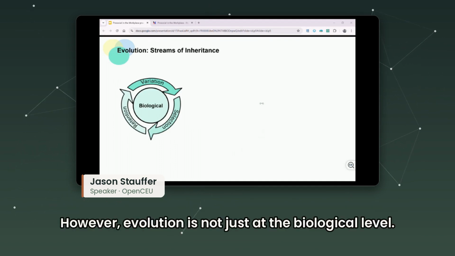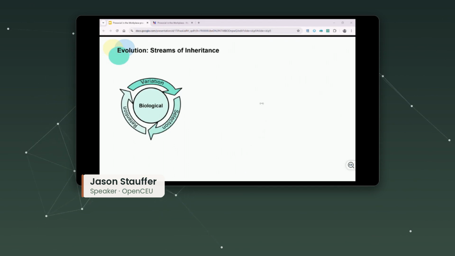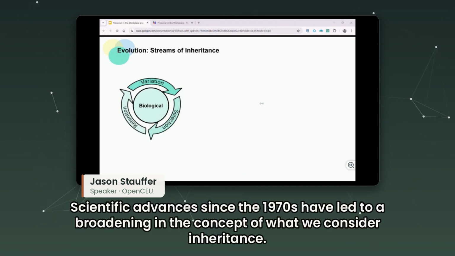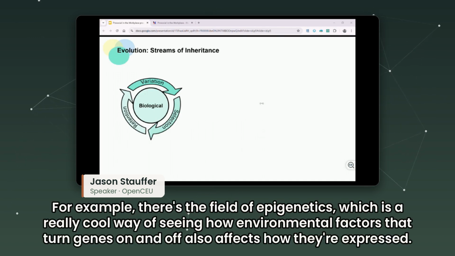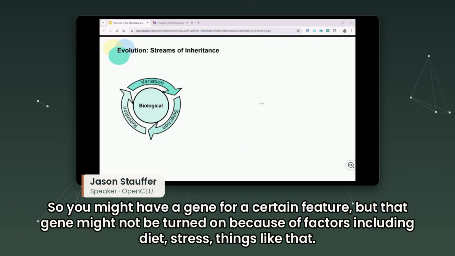However, evolution is not just at the biological level. Scientific advances since the 1970s have led to a broadening in the concept of what we consider inheritance. For example, there's the field of epigenetics, which is a really cool way of seeing how environmental factors that turn genes on and off also affect how they're expressed. So you might have a gene for a certain feature, but that gene might not be turned on because of factors including diet, stress, things like that.